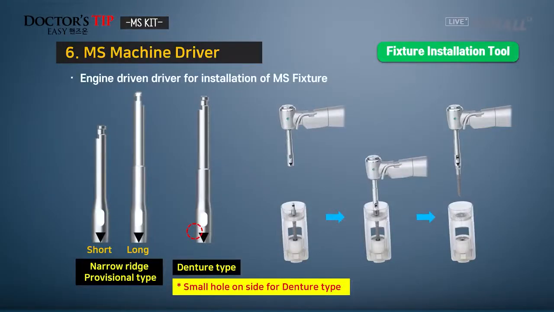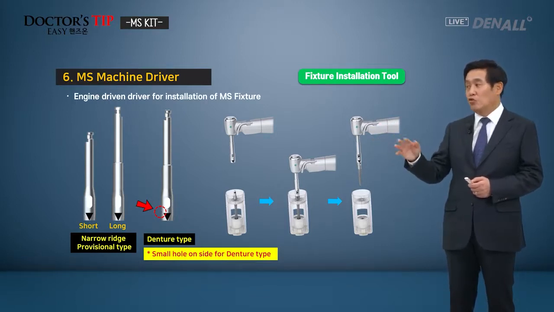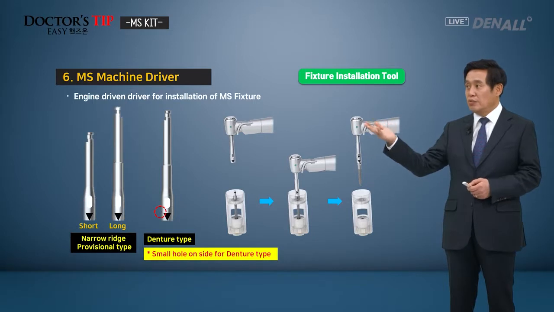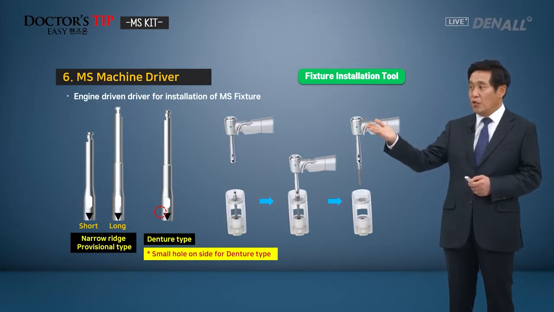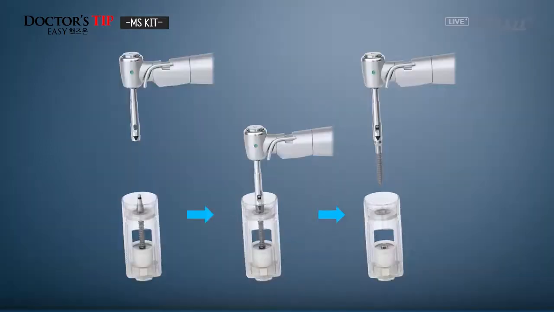Next is the engine-driven driver for installation of the MS fixture. You have short and long types, and for the denture type, you have a notch or hole at the bottom. So you can distinguish the denture type from other types. And I will show you again in the hands-on. But with this engine-driven driver, you connect the black triangle part to the flat part of the fixture, then it will be easy to place the implant.